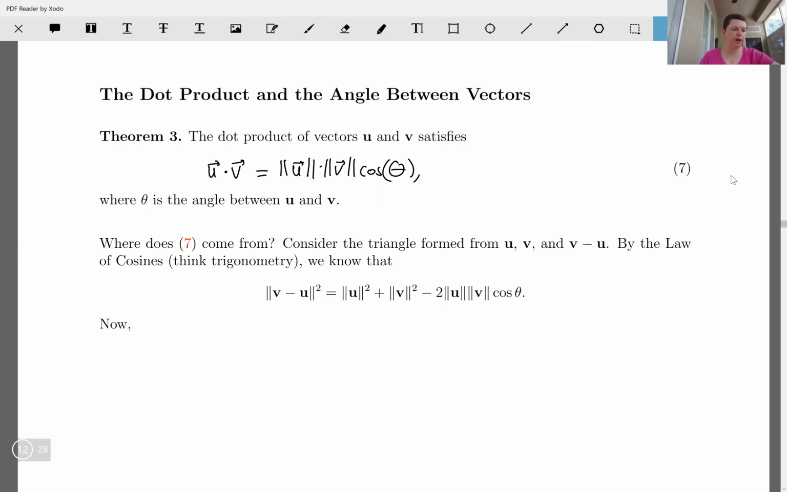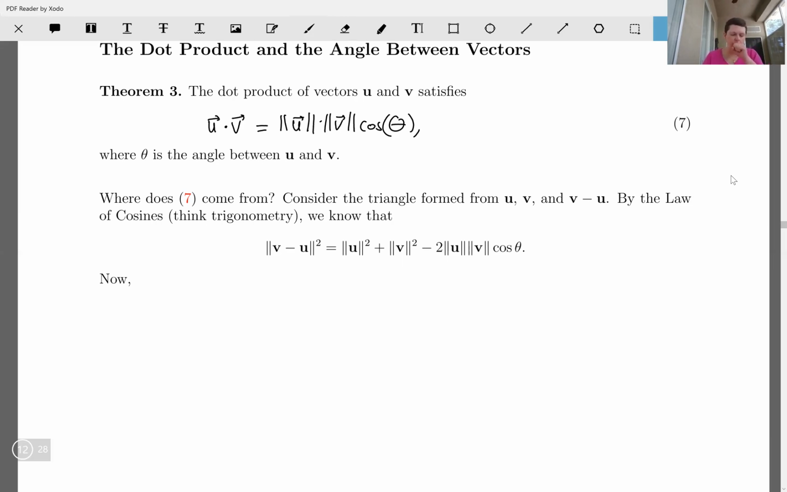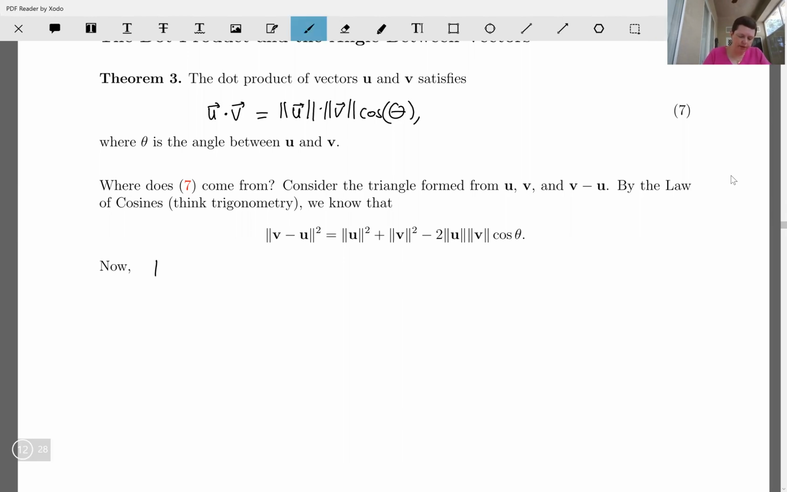And so if we were to construct that triangle, think trigonometry, right, we would know that the three sides satisfy the norm of v minus u squared is norm of u squared plus norm of v squared, or magnitude. Sorry, I keep saying norm. Norm and magnitude mean the same thing for our purposes. Minus 2 times the magnitude of u times the magnitude of v times cosine theta. That's just the law of cosines, or trigonometry, or however you want to say it. And so now what? Well, let's do this.